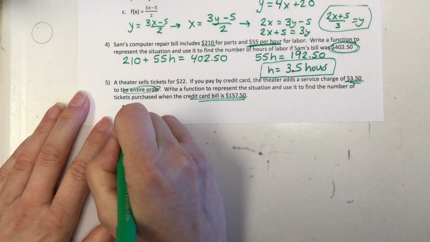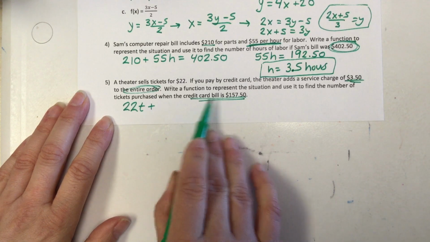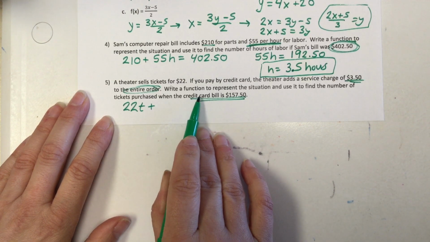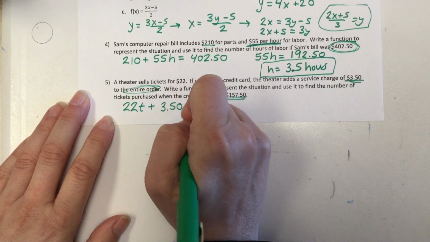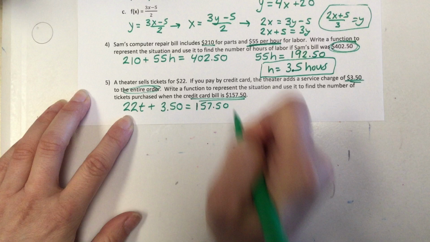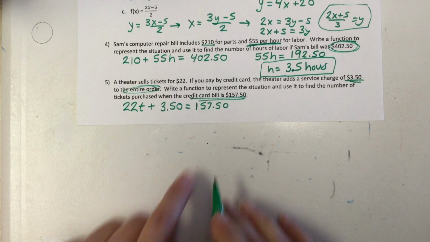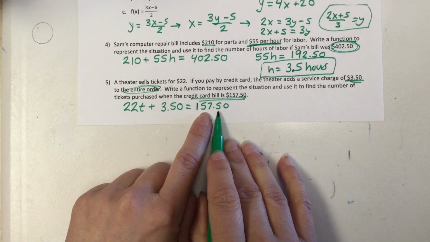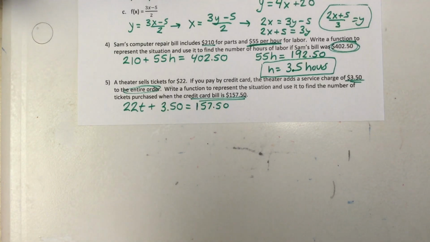$157.50, okay? So it's $22 per ticket. Obviously, if you have a credit card bill, you use your credit card. If you use your credit card bill, there is a charge of $3.50 per order. Your bill was equal to $157.50. There is your function. It is an inverse because you already know the answer. You're working backwards to solve for t. All you're doing here, guys, is solving an equation.